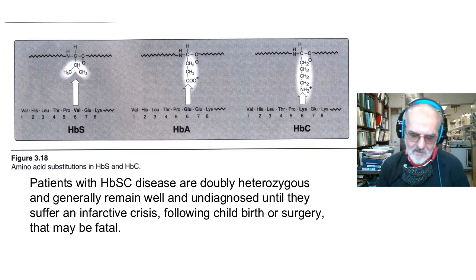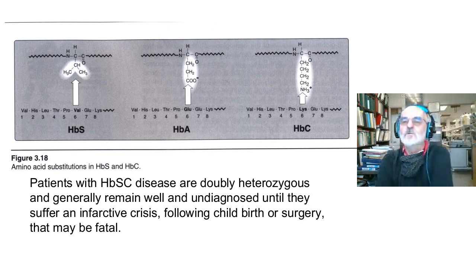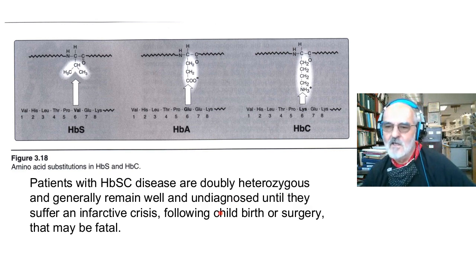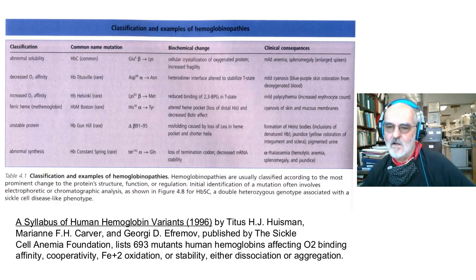Hemoglobin S, if inherited from both parents, is what causes disease. Hemoglobin C is this milder form. And then this is pointing out that you can have both mutations, and so you can have hemoglobin SC, doubly heterozygous, and this has a completely different phenotype than hemoglobin S or hemoglobin C alone.